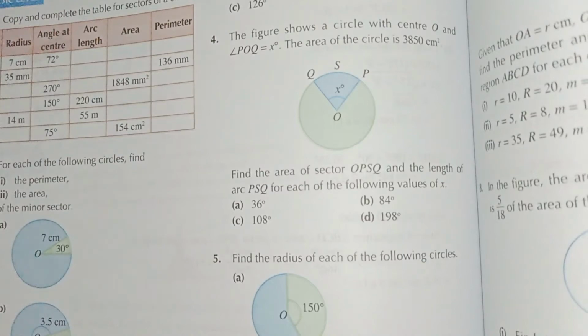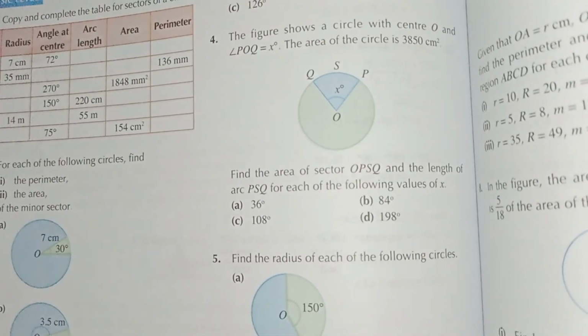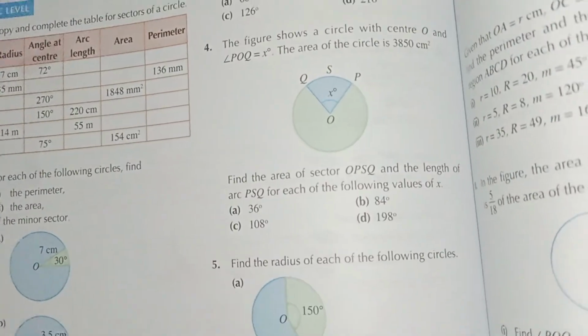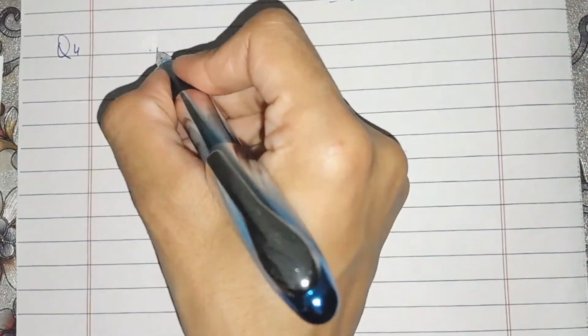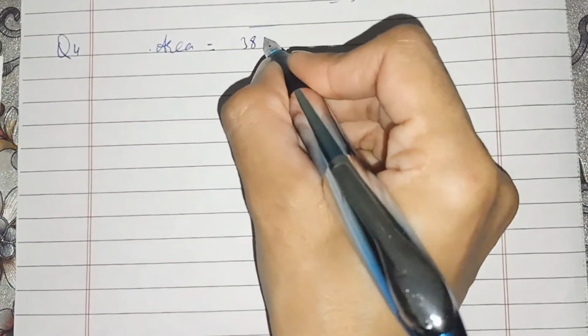In this question, again the value of the angle x changes, but we have to find the area of a sector and the length of the arc. The area of the circle is given to us, and from that area we can find the radius, because the radius is necessary to solve the questions.